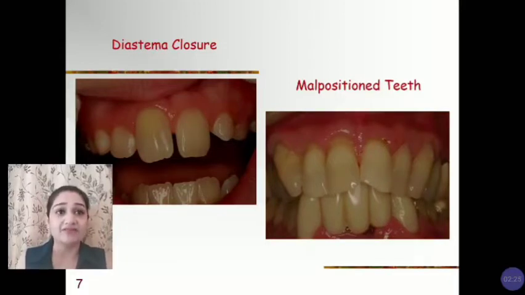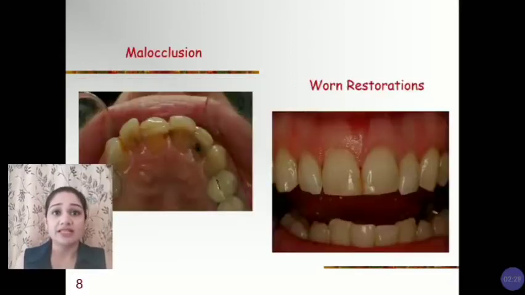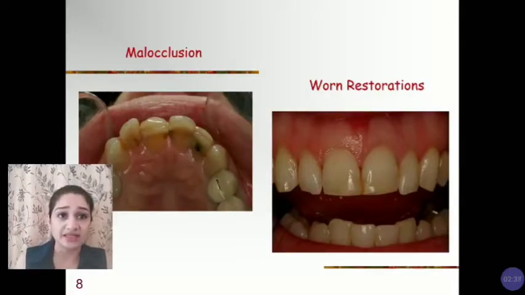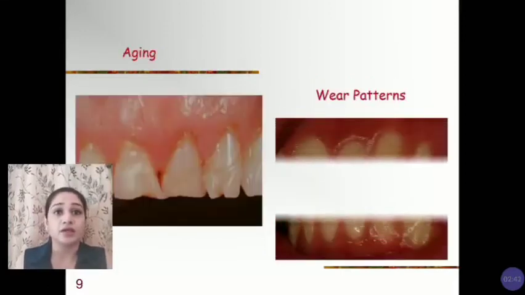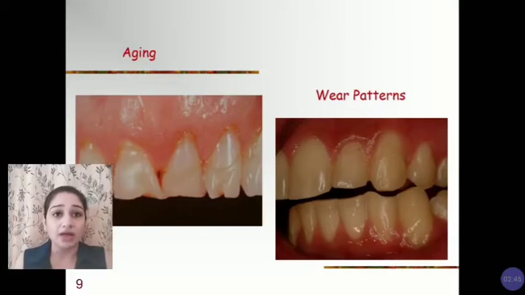Then when we have malposition teeth, when there is malocclusion, when we have worn restorations like old composites or any type of tooth colored restorations which are worn and discolored and not looking aesthetic. Due to aging, the enamel and some part of dentin is worn off and it does not give good aesthetic results. In those cases also we can go for laminate veneers. When we have wear patterns, that is attrition, we can go for laminate veneers.